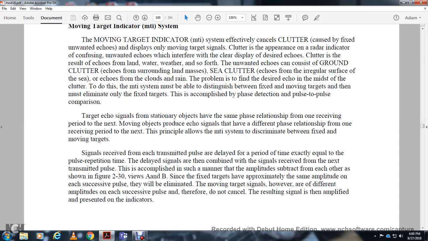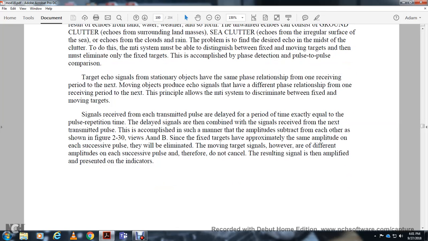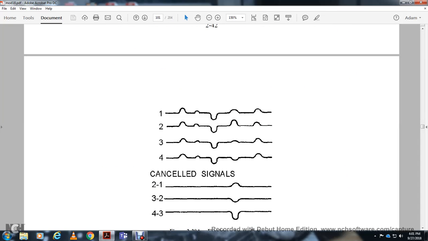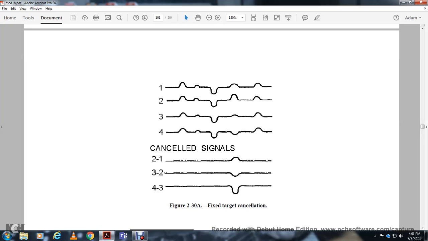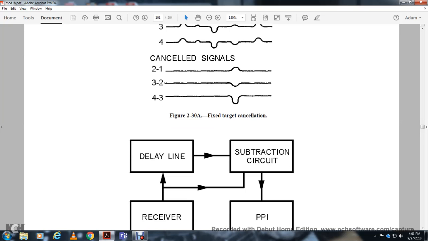The delayed signal is then combined with the signal received from the next transmitted pulse, accomplished in such a way that the amplitudes subtract from each other. As shown in figure 230, views A and B, with fixed targets of approximately the same amplitude, each of the successive pulses will be eliminated. Moving target signals, however, have different amplitudes on successive pulses and therefore do not cancel. The resulting signal is then amplified and presented on the indicator. Pulses 1, 2, 3, and 4 cancel: signals 2 minus 1, 3 minus 2, and 4 minus 3. Fixed target signals, delay and subtraction circuit, receiver, PPI.